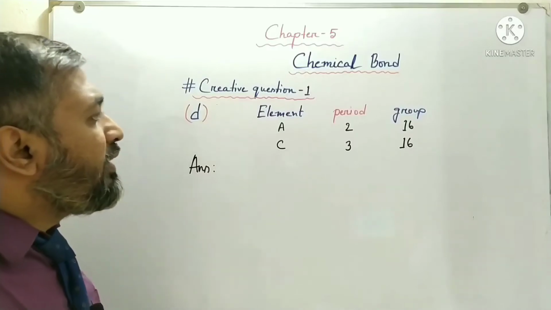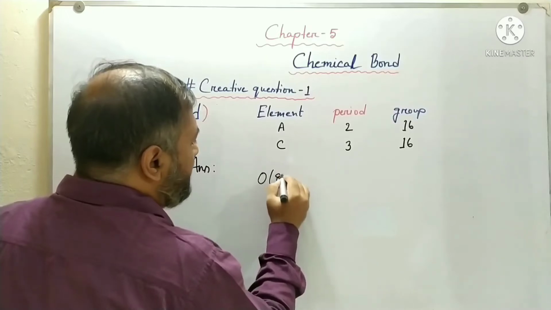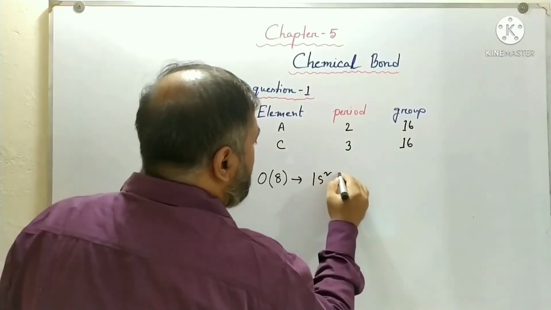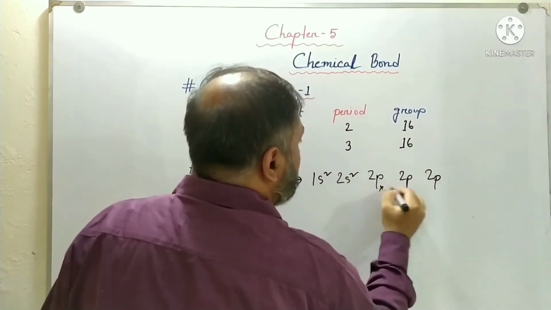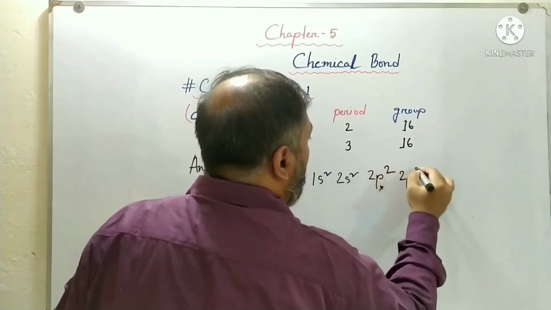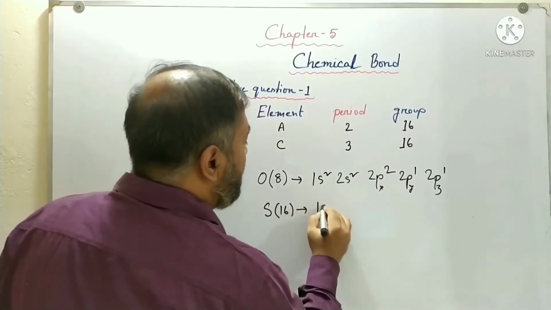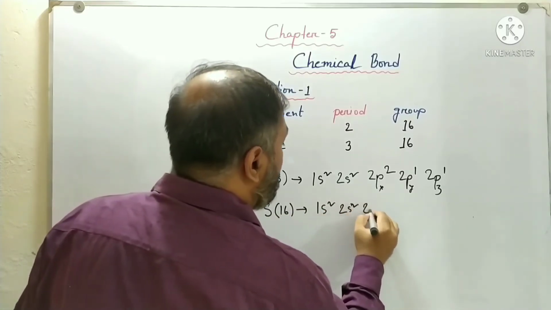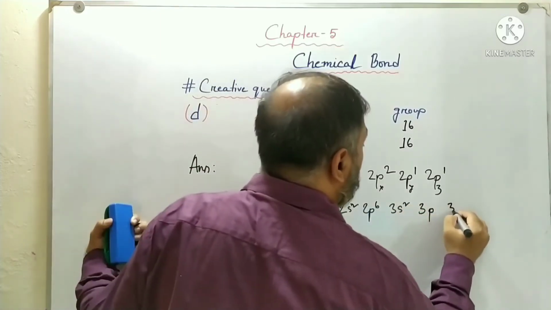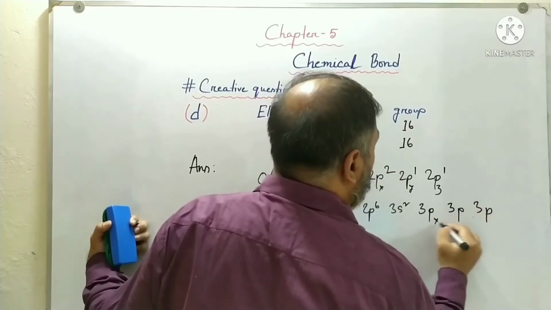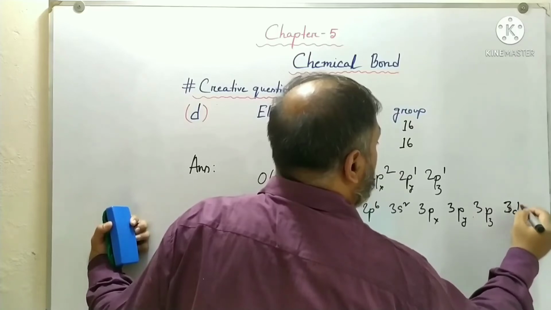Now I am going to show you their electronic configurations. Number 1, oxygen: 1s2, 2s2. We know that there are 3 p orbitals, x, y and z. And in the case of sulfur, the electronic configuration is 1s2, 2s2, 2p6, 3s2, 3p x, y and z, and 3d.